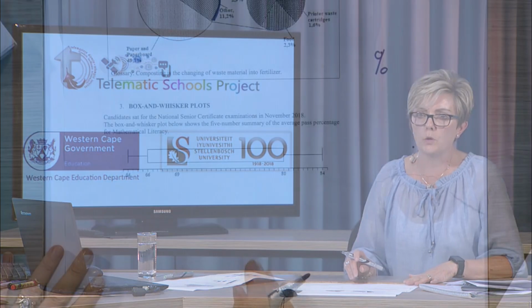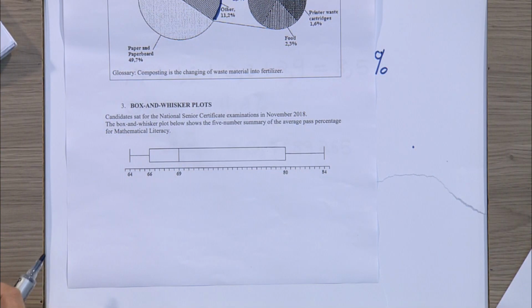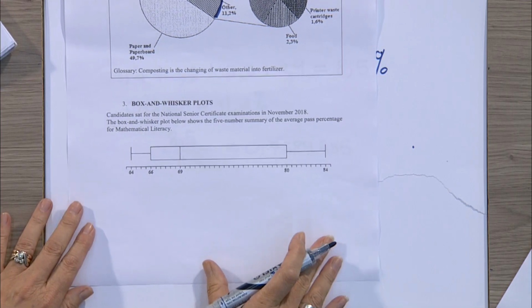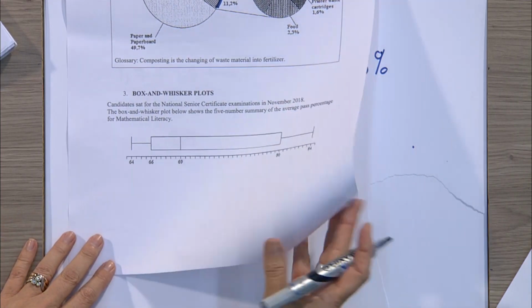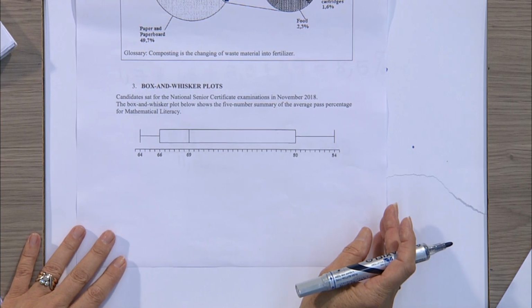To the box and whisker plots. All right. So if we then move along to the box and whisker plot, they say the following. They say candidates sat for the National Senior Certificate Examination in November 2018. The box and whisker plot below shows the 5-number summary of the average pass percentage for mathematical literacy.